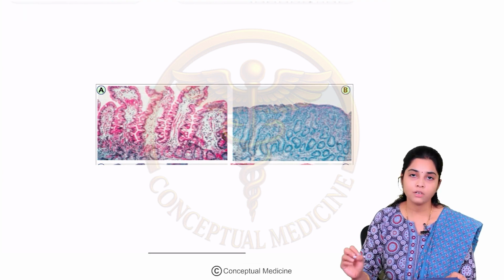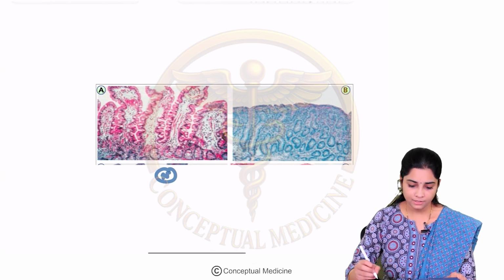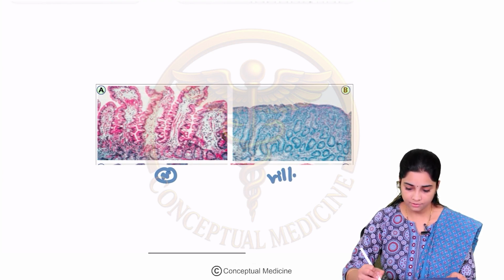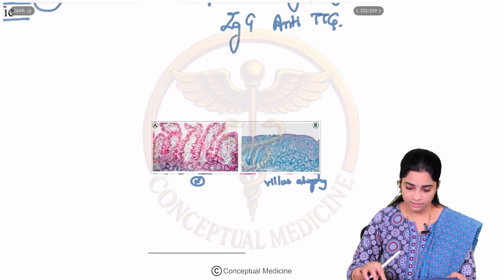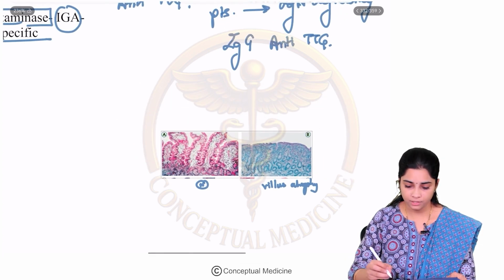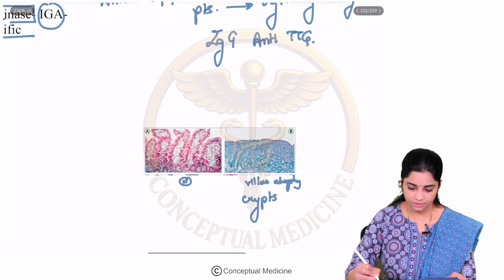This is how your normal intestine looks. This is your normal intestine. Here what can you see? There is villus atrophy. Right? So there is villus atrophy. Okay. The villi are blunted and the crypts are hypertrophied.